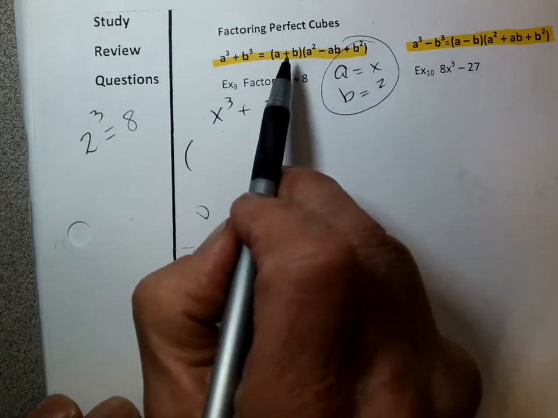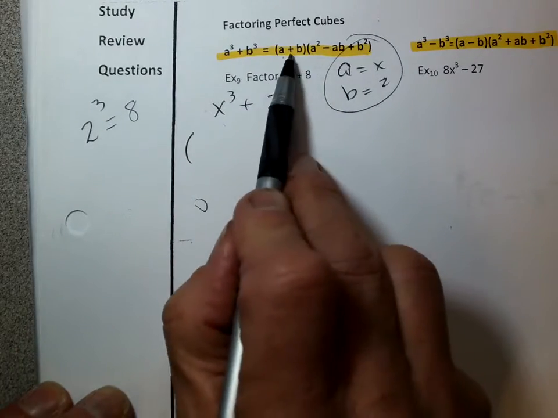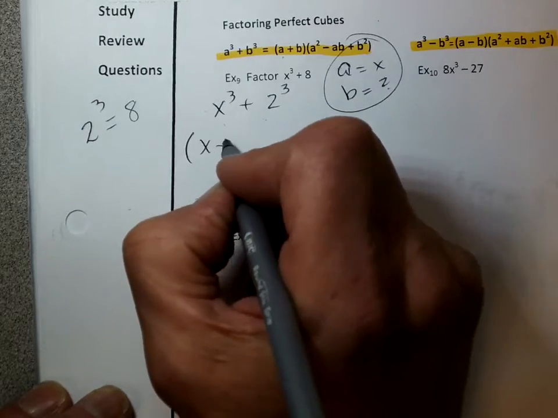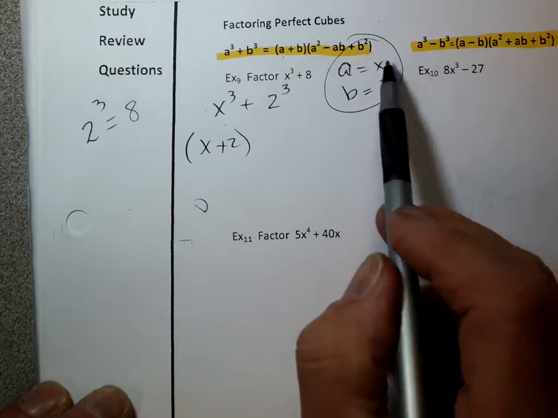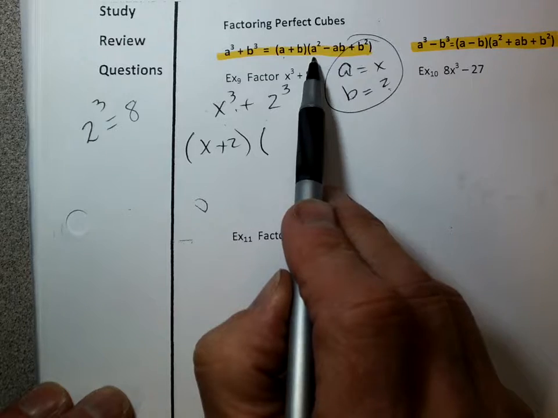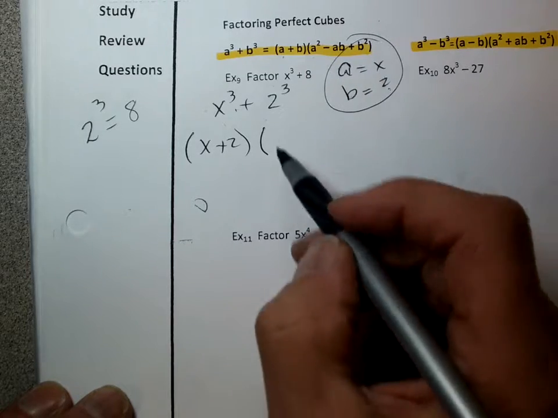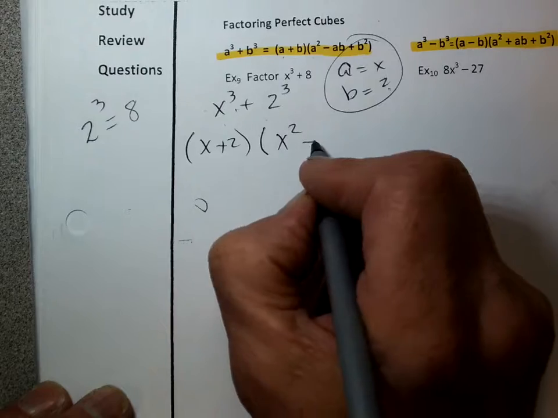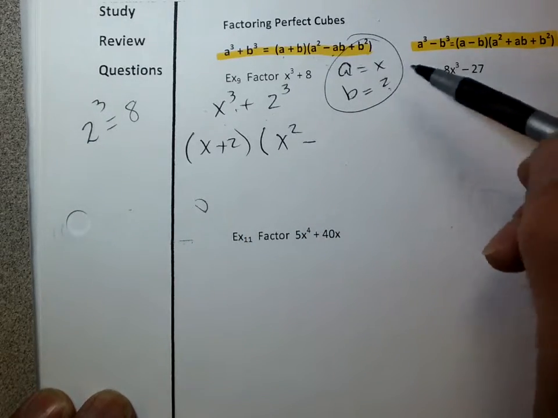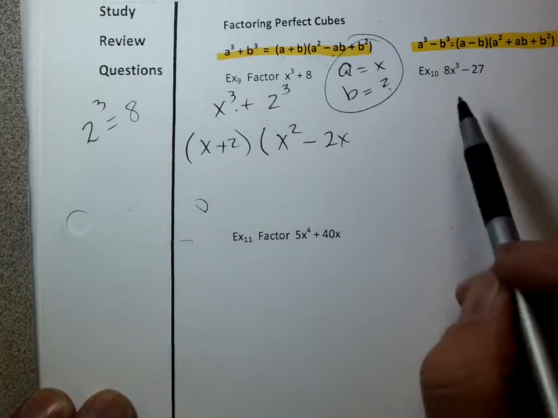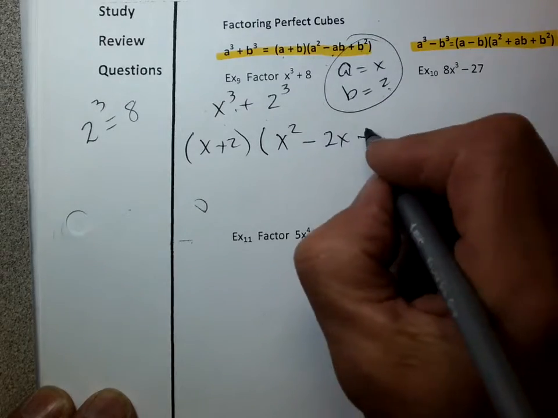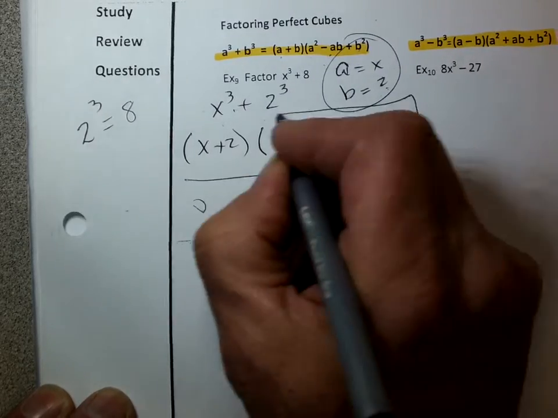I'm going to go parentheses, because I'm using this formula right here. I'm going to go a plus b. That would be just the x plus 2. Right? Because a and b are x and 2. Parentheses. My formula says go a squared. Well, that would be x squared minus, because my formula says minus ab. That's that times that, which makes it 2x. Plus b squared. Well, b is 2, so 2 squared is a 4, and that is it.